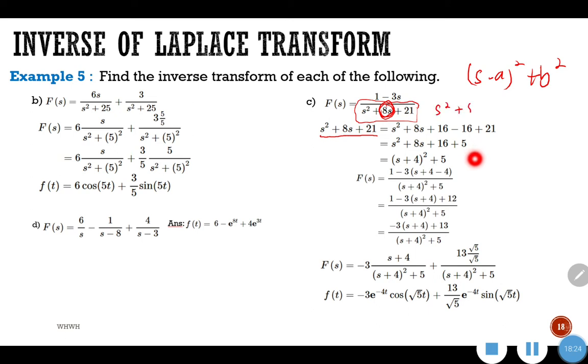How does the 16 come out here? Because we add the B value, the 8 here, the coefficient of S, over 2, then you square. And then this one also the same, with plus, because we just introduce it. And then 8 over 2 square minus this term. So that's why here we have plus 16 minus 16 plus the 21 that was originally there.